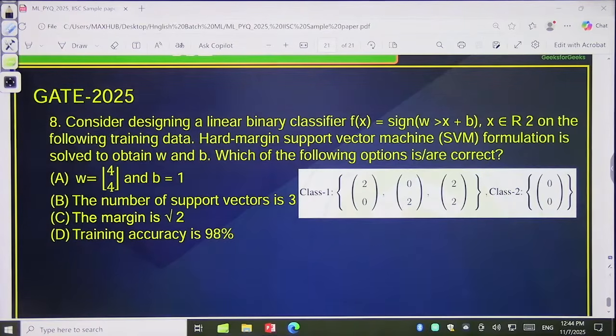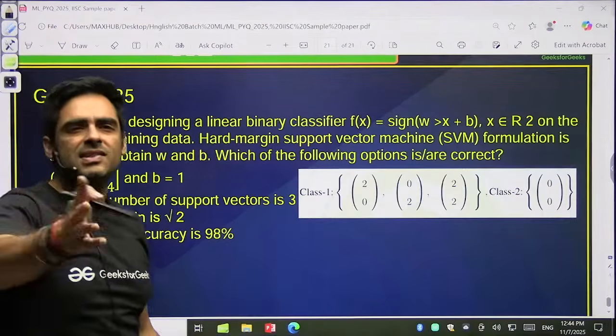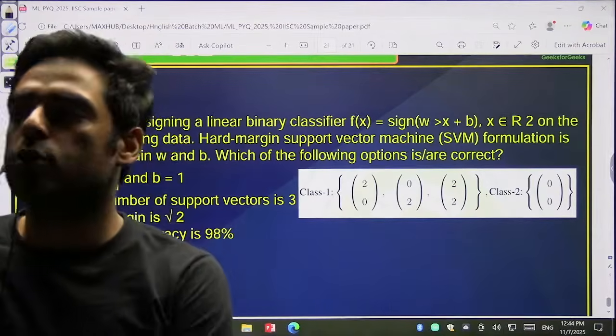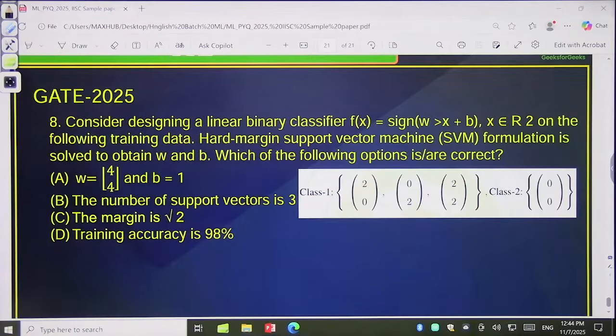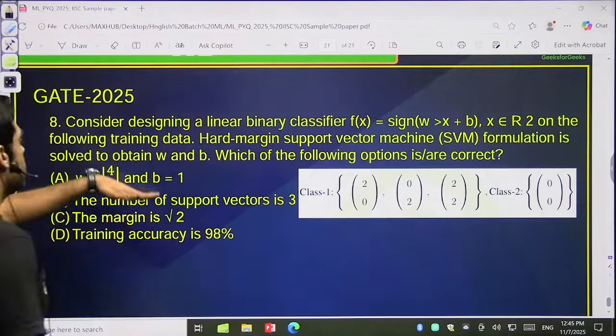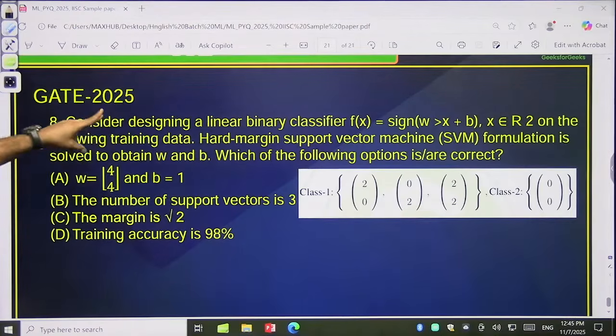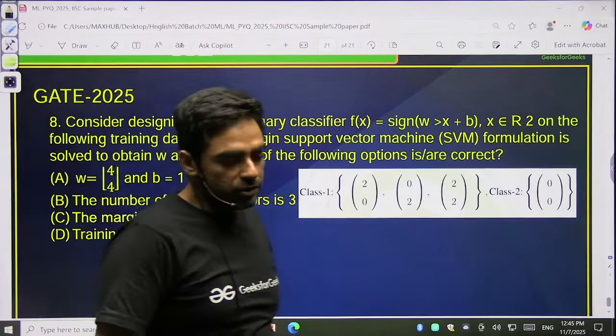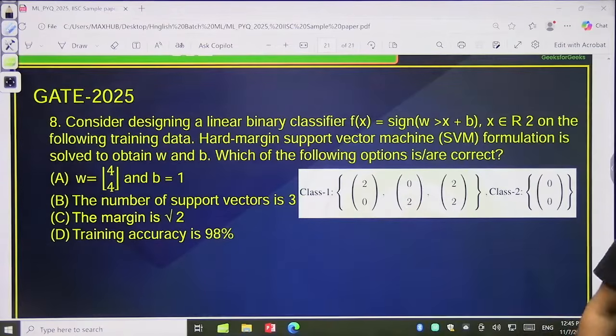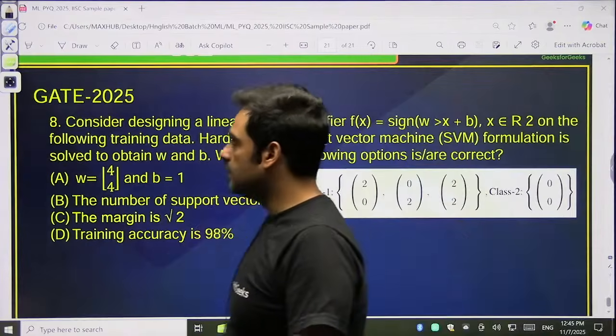Option D is just absurd. Training accuracy 98% has no meaning at all. Option D is just absurd. So option B and option C, these two are the correct options for GATE 2025, a 2-mark question. So option B and C are the correct ones.